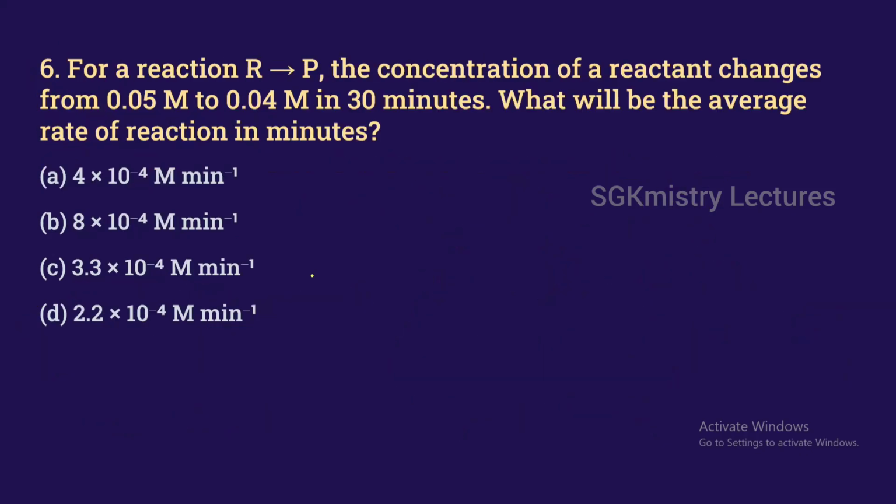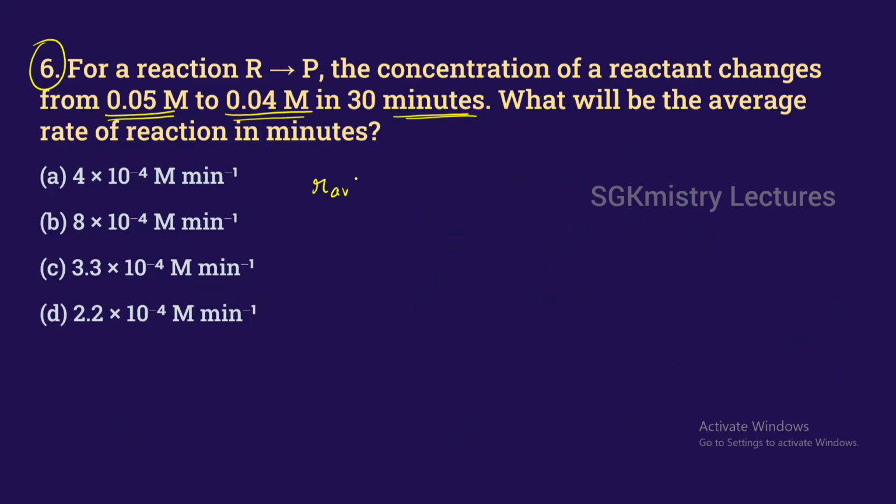Okay. Next, question number 6. For a reaction R gives product, the concentration of a reactant changes from 0.05 molar to 0.04 molar in 30 minutes. What will be the average rate of the reaction in minutes? Here also very simple.